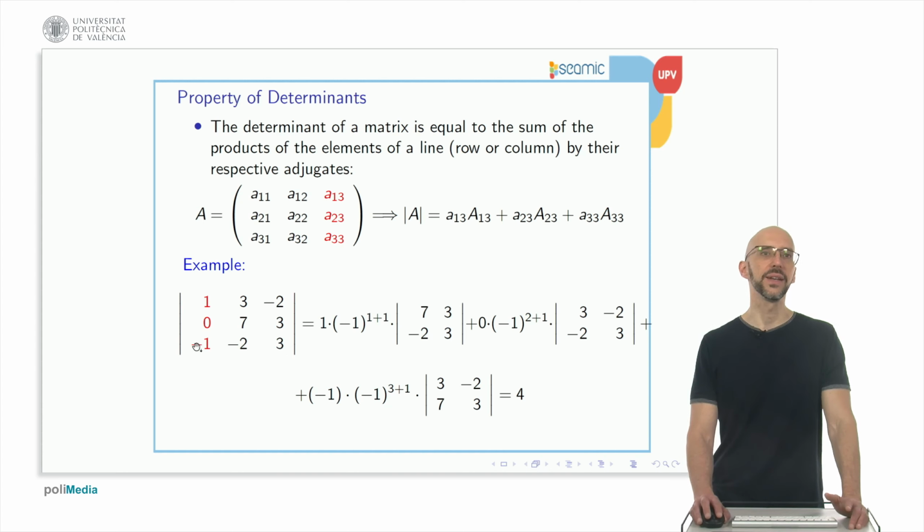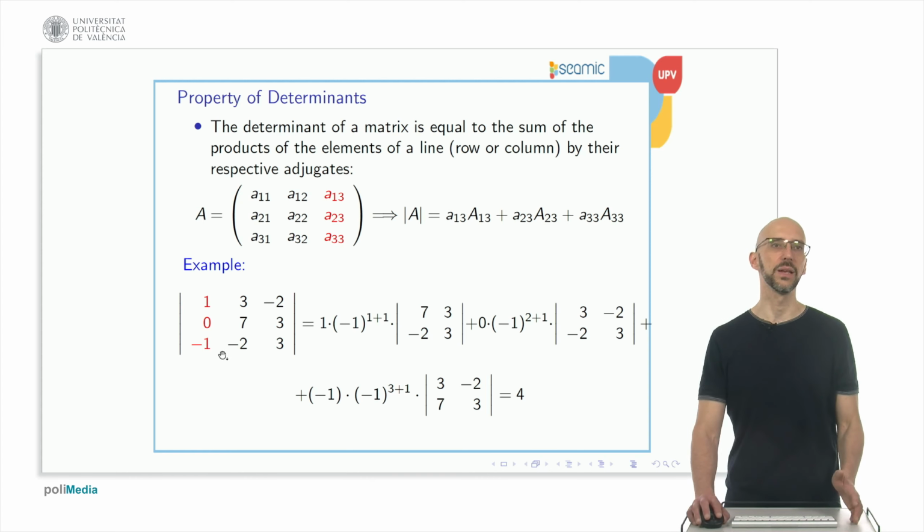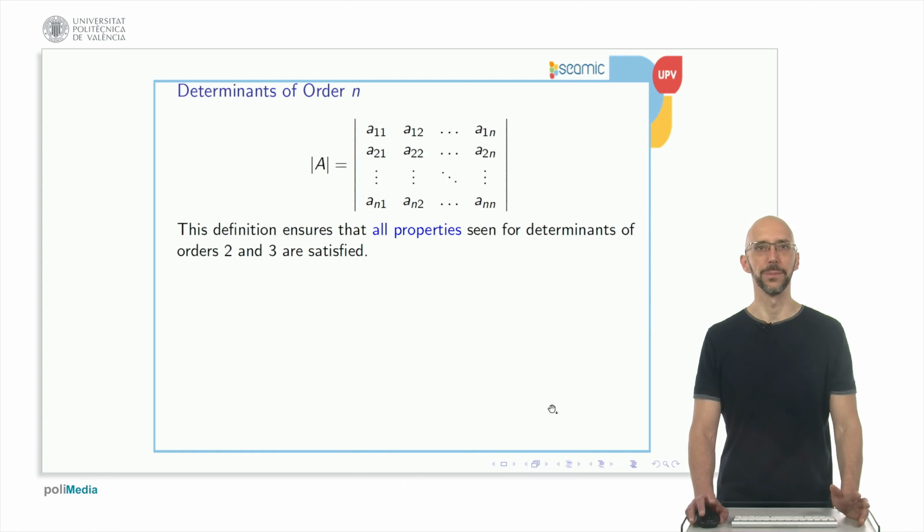Okay? Plus, finally, this number, negative 1, multiplied by negative 1 to the power of the position of this element. This element is position 3, 1. So 3 plus 1 is 4, negative 1 to the 4th power is just 1. And the determinant obtained when I eliminate this row and this column is 3, negative 2, 7, 3, as you see here. Then you only need to calculate everything and the result is 4.